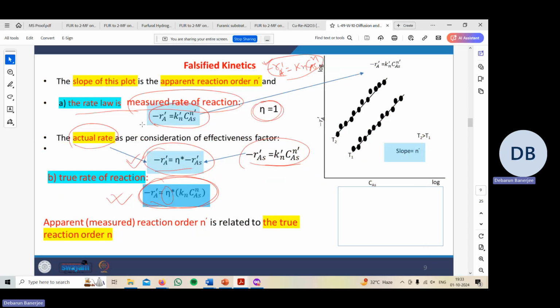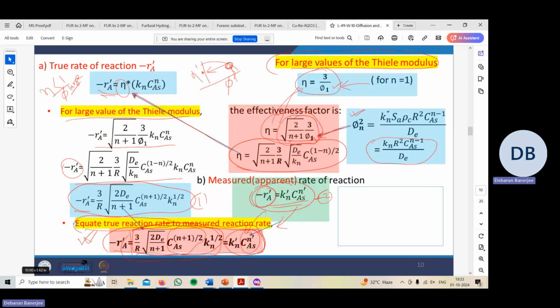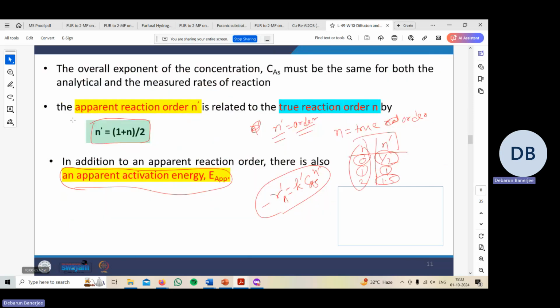The actual rate, as per consideration of the effectiveness factor, is minus RA equals eta times minus RAS. So minus RAS equals Kn CAS to the power n. Ultimately, the apparent reaction order n will be related to the true reaction order. The overall exponent of the concentration CAS must be the same for both the analytical and measured rates of reaction. The apparent reaction order n is related to the true reaction order n by n equals 1 plus n by 2.